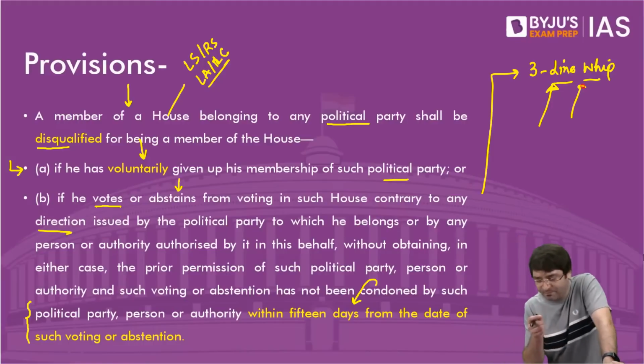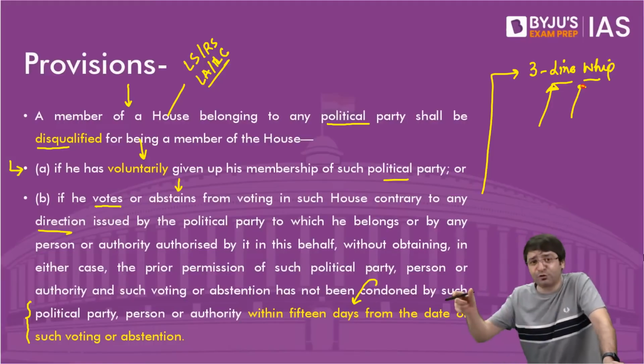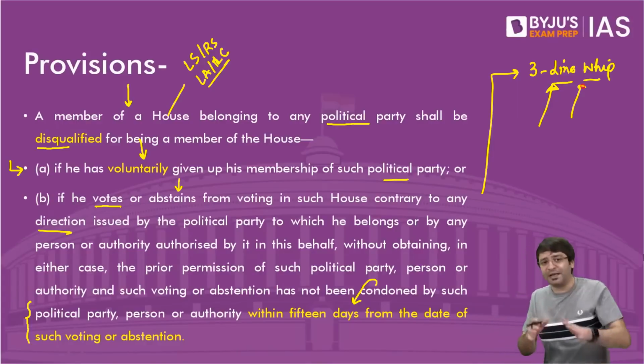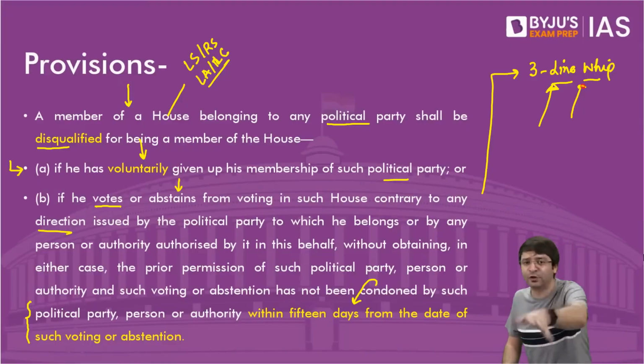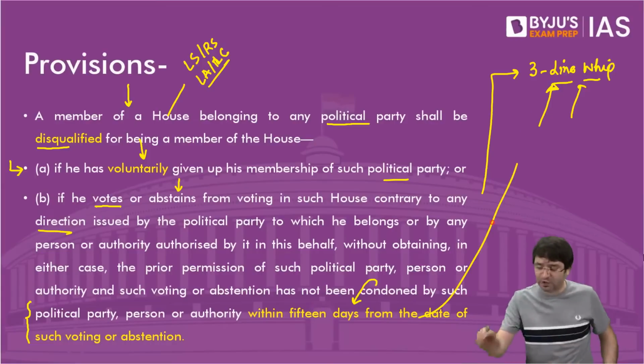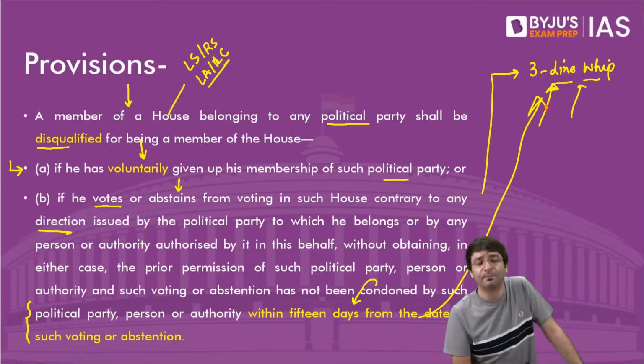That means even if a member of a house belonging to a political party violates this directive, but if the political party within 15 days decides that no action should be taken against him, you will not be disqualified. But after the expiry of 15 days, you will be disqualified under anti-defection law.